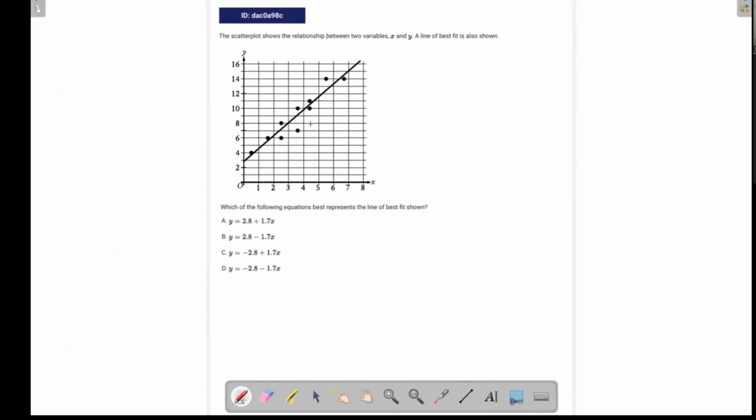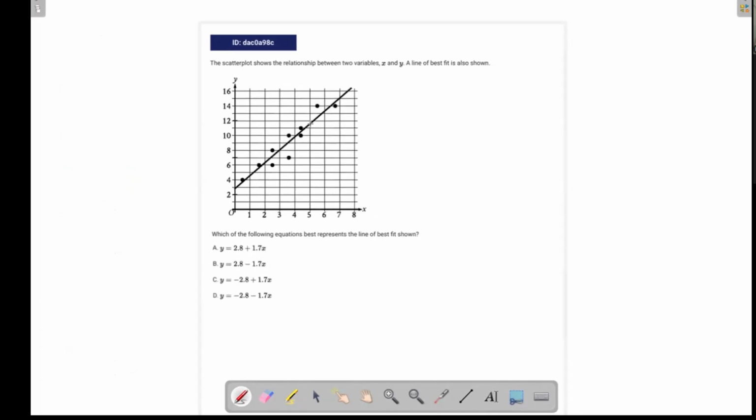All right. This one's good because I saw this when I took it. You're going to see problems like this. The scatter plot shows the relationship between two variables, x and y. A line of best fit is also shown. Which of the following equations best represents the line of best fit? You're going to see problems like this, so you just know how to deal with them.